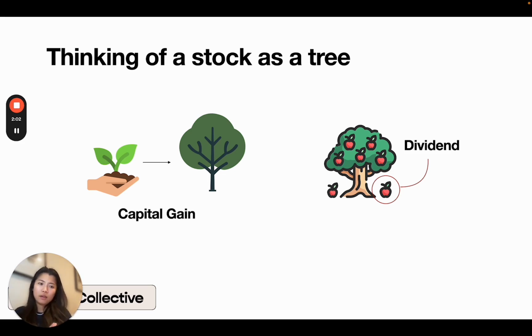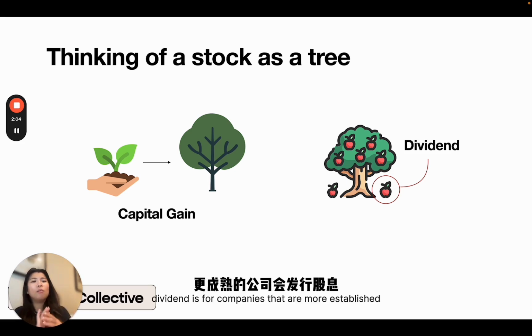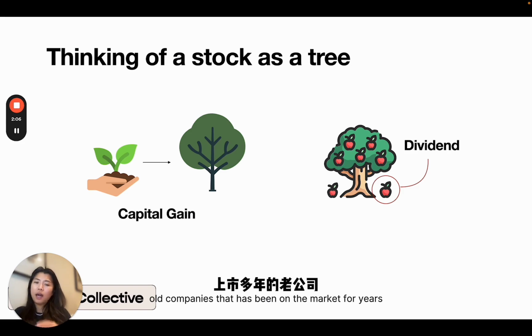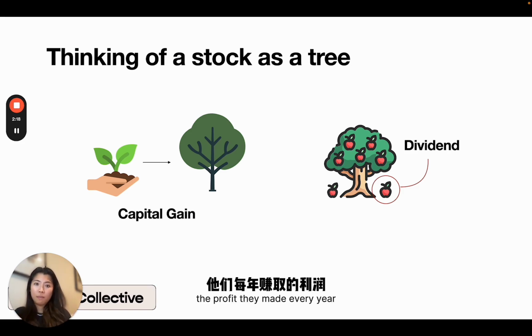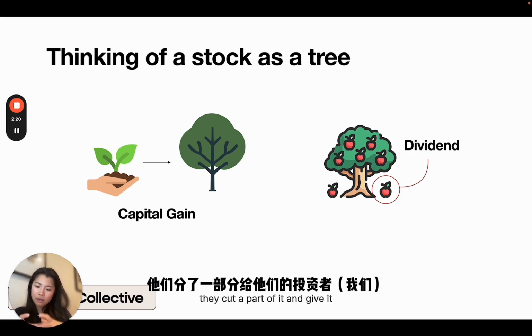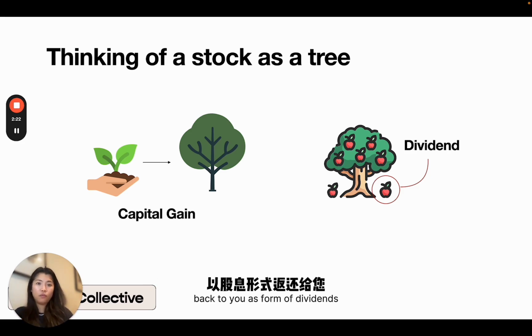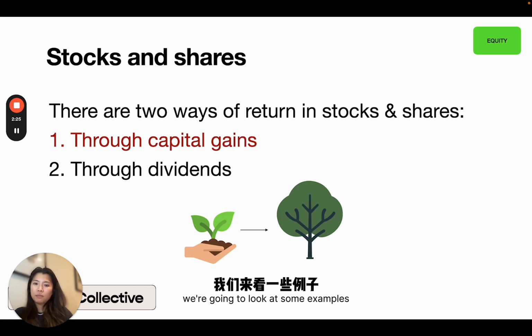On the other hand, dividend is for companies that are more established, old companies that have been on the market for years and have a decent fruit to enjoy. So of the profit they make every year, they cut a part of it and give it back to you in the form of dividends. We're going to look at some examples.